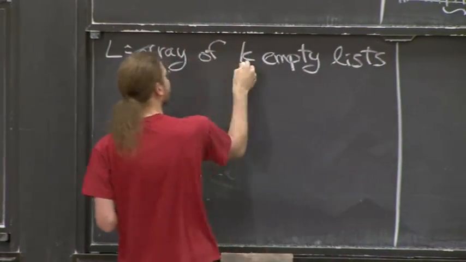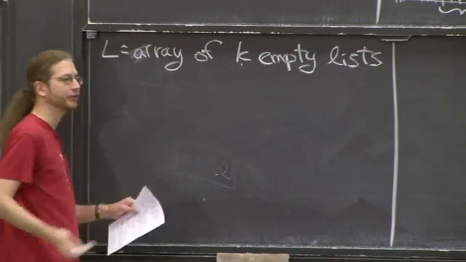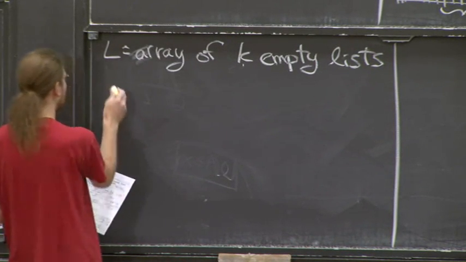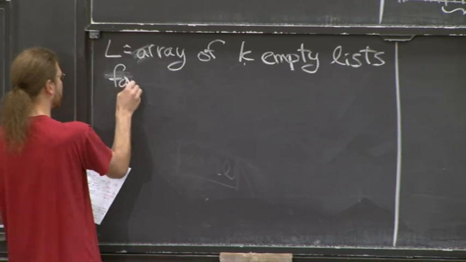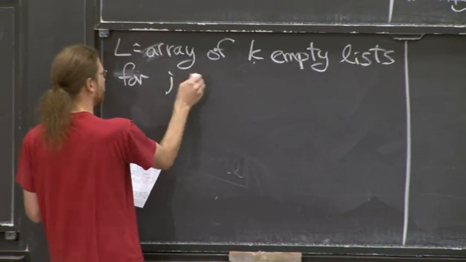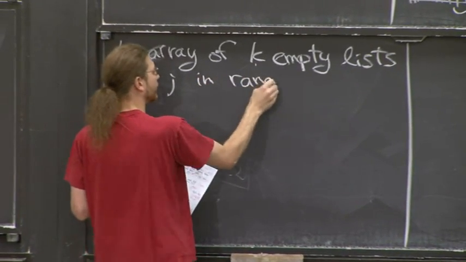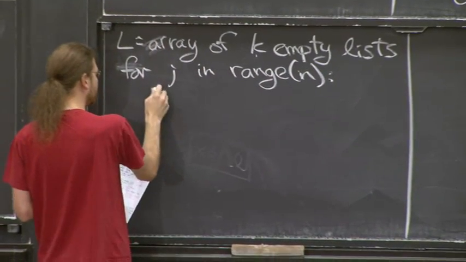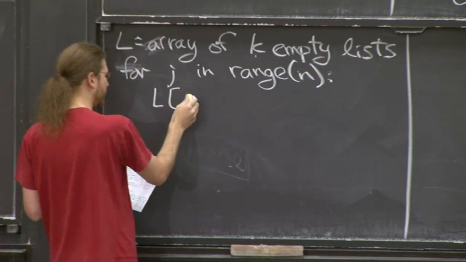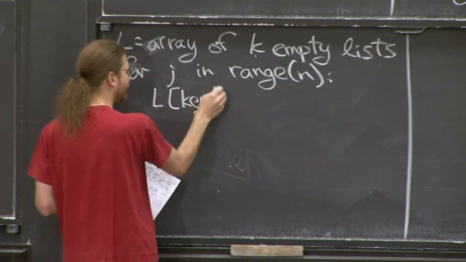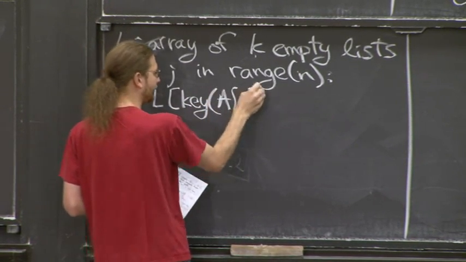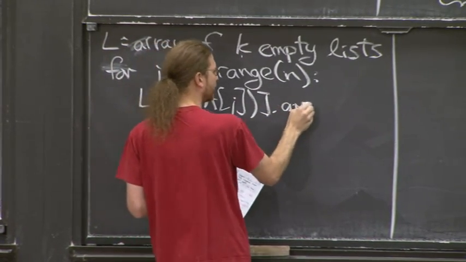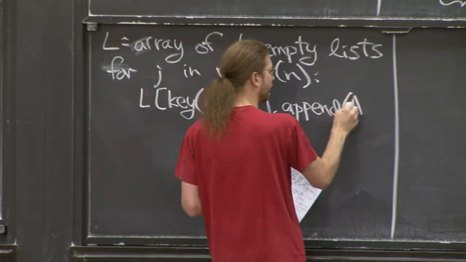I still have an array of k things, but no longer counters, now lists. They could be linked lists. They could be Python lists. It won't matter for my purposes. And then I'll say for j in range of n. So I'll be super Pythonic here. I want to look at the list who's at index a of j and append a of j.